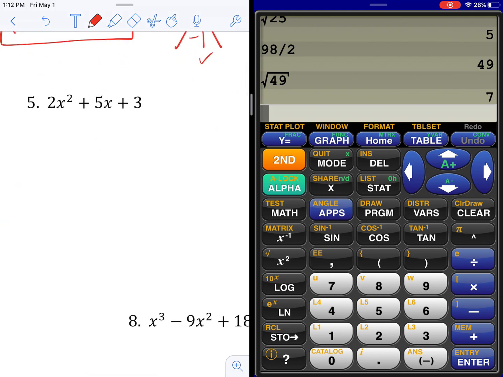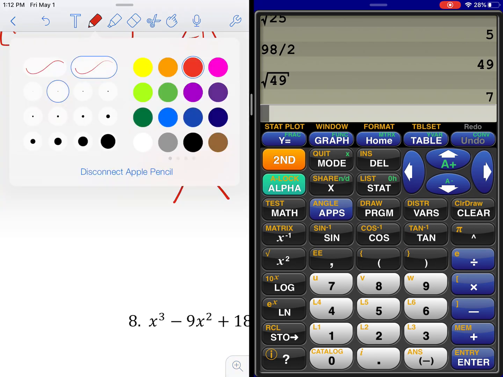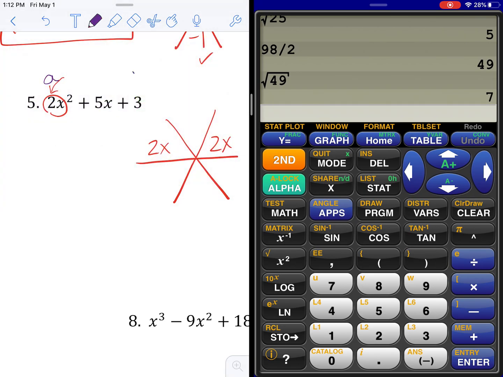Number 5. Again, ask yourself, can I take out a greatest common factor? I can't. This has 3 terms, so it's a quadratic multiplier. Now it has a number in front of the x squared, which means that we have to add that additional line there. You're going to ignore that squared and copy down the first term, 2x on the left, 2x on the right. A times c goes in that top spot, so a times c, 2 times 3 is 6, and b, that 5, goes in the bottom spot.